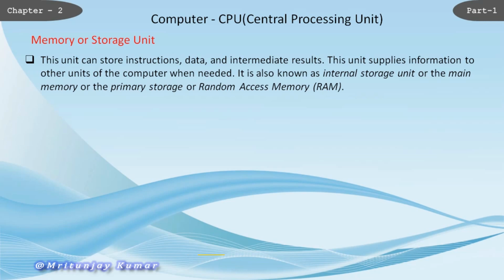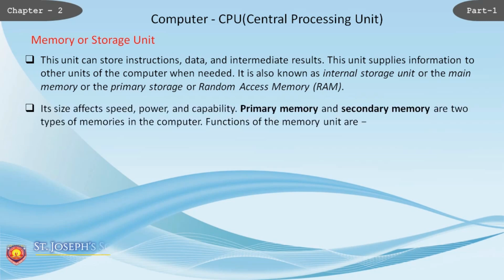This unit supplies the information to other units of the computer when needed, and it is also known as internal storage unit or the main memory, or it is also called the primary storage or random access memory. The memory size affects the speed, power and compatibility of the computer. Primary memory and secondary memory are the 2 types of memory in the computer.